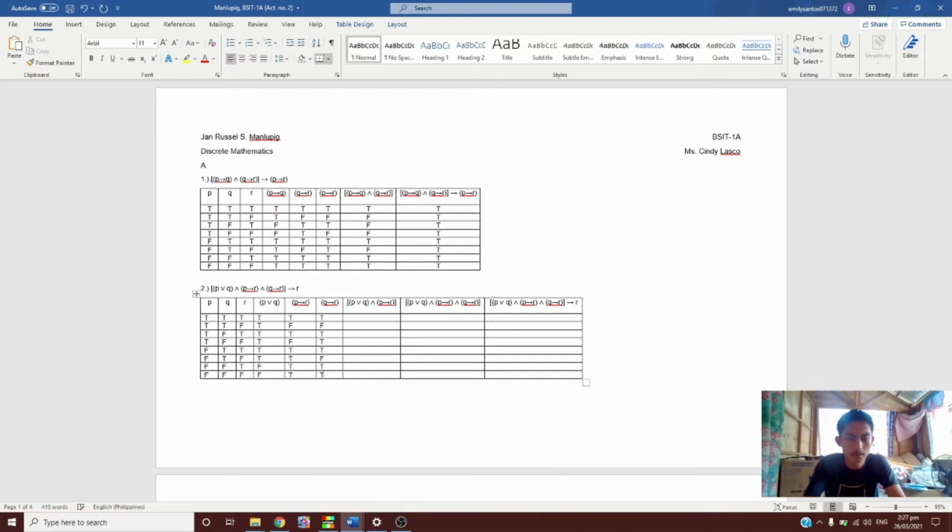T, T, T, F, T, T, T, F, T, F, F. So next is P conjunction Q, P disjunction Q, conjuncted to P amplifies R. So I'm going to follow P disjunction Q to P amplifies R.